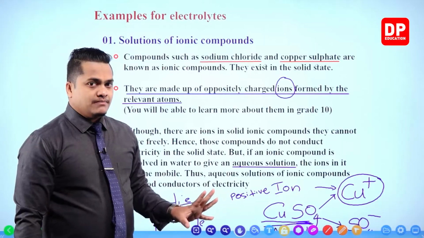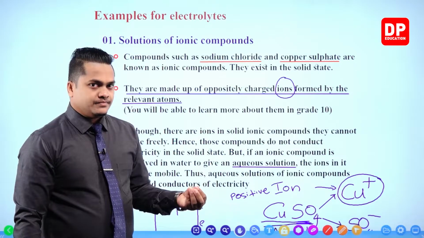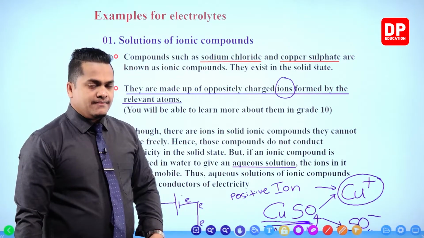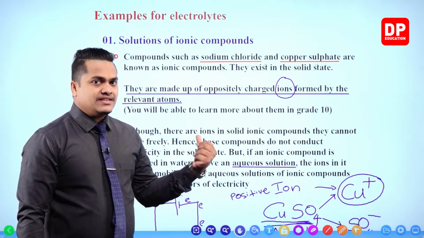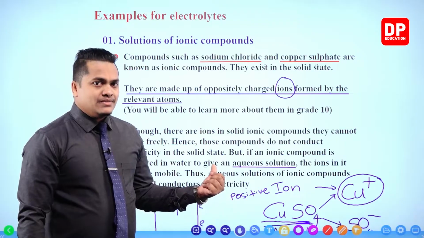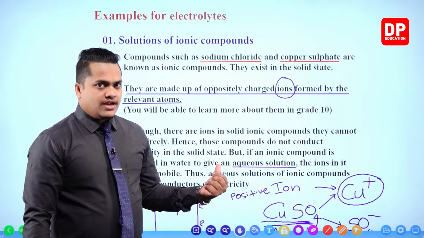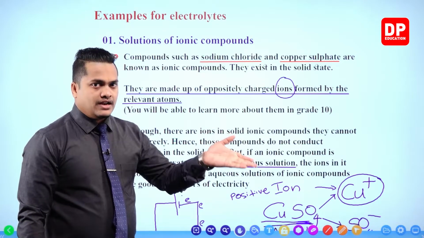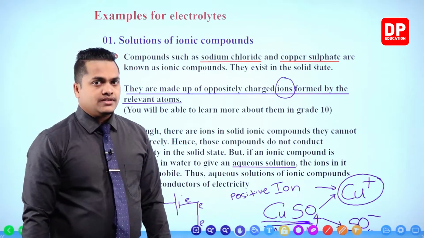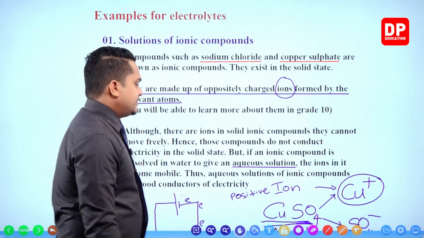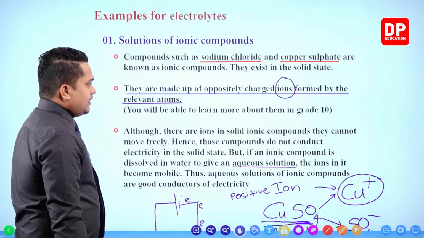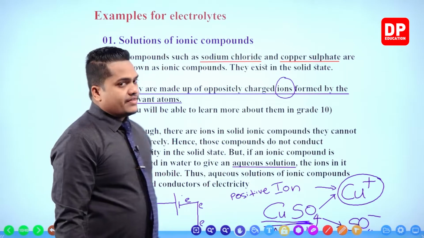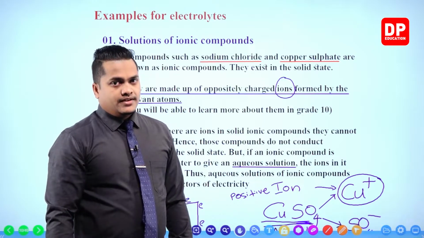Ionic compounds are the compounds that have a metal. When you dissolve this ionic compound in water, ions are getting separated. Always the metallic item is the one which gets a positive charge, and the non-metal or the relevant other group gets a negative charge. That's it.